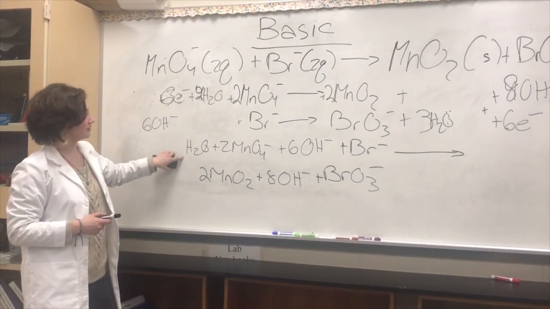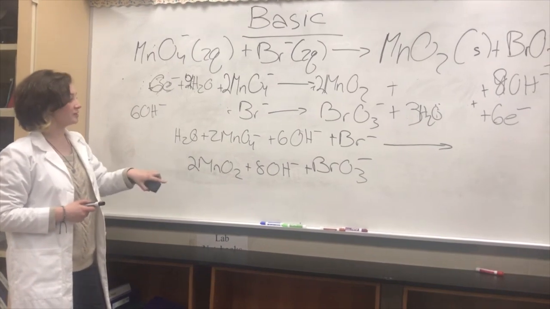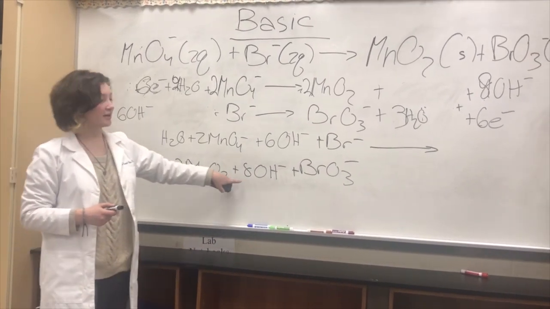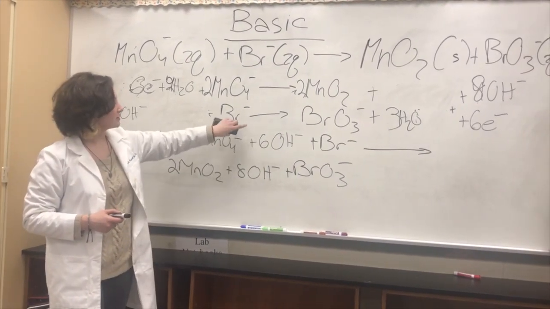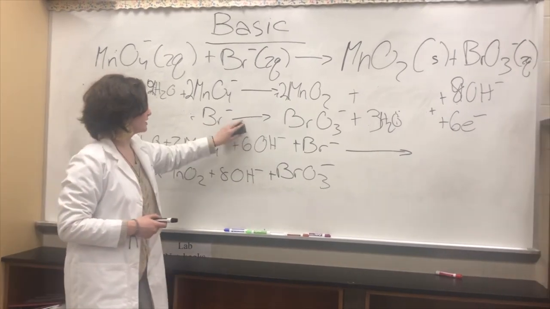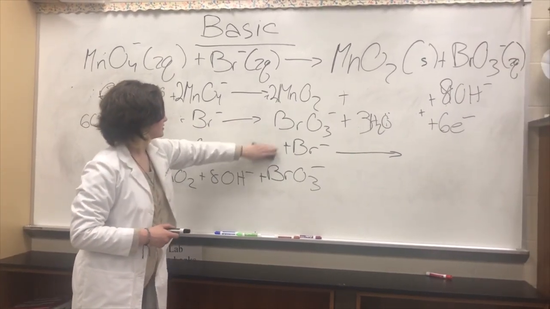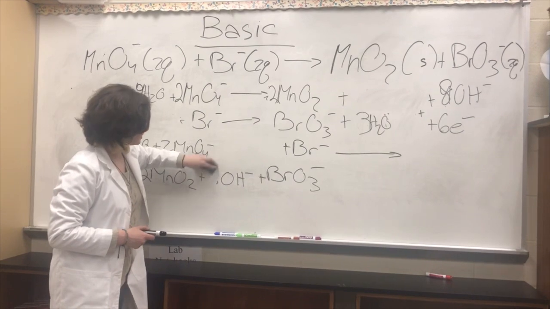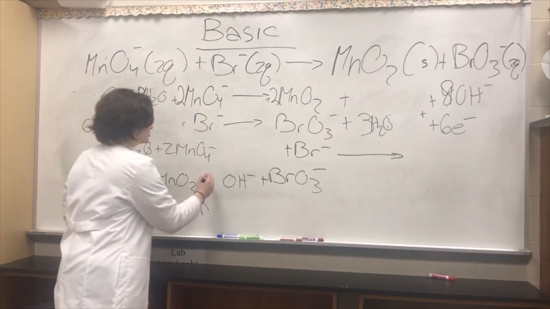Next, we have to balance out the hydroxides. To do this, we must subtract the 6 hydroxides from the reactants from the 8 hydroxides in the products. The equation now will be fully balanced.